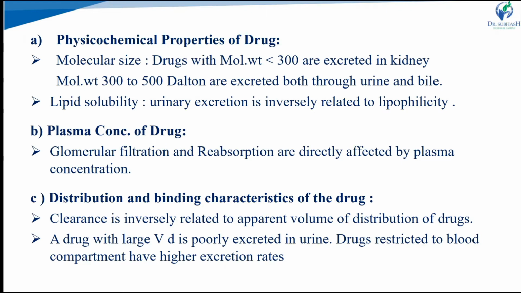One by one, we have to see the physicochemical properties of the drug: molecular weight, lipid solubility and ionization constant. Molecular size is a very important consideration during excretion. Larger molecular weight drugs are very difficult to excrete through glomerular filtration. Only small molecular weight and water-soluble compounds filter easily. Drugs with molecular weight less than 300 Daltons are easily excreted through the kidney. Those between 300 and 500 Daltons are excreted through urine as well as bile. Those above 500 are less excreted through the kidney.